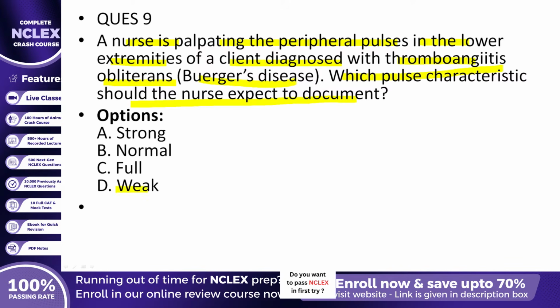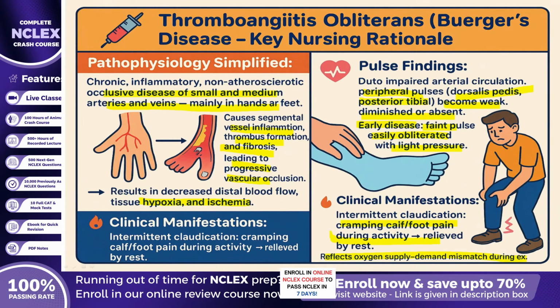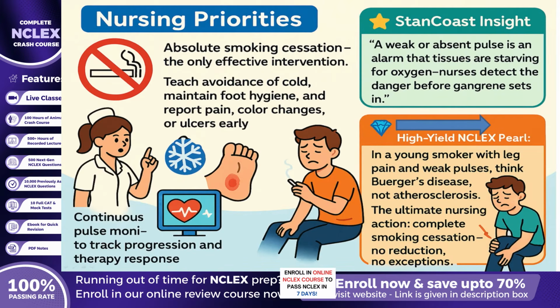From a nursing standpoint, meticulous pulse assessment helps track disease progression and evaluate treatment effectiveness. The cornerstone of management is complete smoking cessation, as nicotine and other chemicals in tobacco perpetuate vasoconstriction, endothelial injury, and inflammation. Nurses play a crucial role in client education, encouraging avoidance of cold exposure, maintaining meticulous foot hygiene, and promptly reporting any pain, color change, or ulceration to prevent gangrene and potential limb loss.